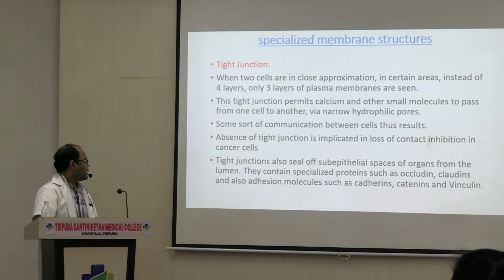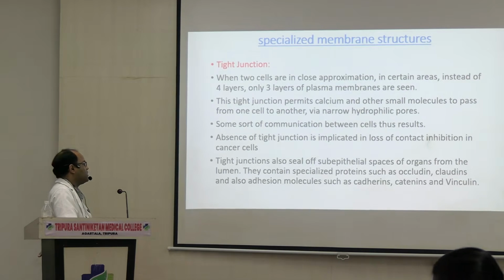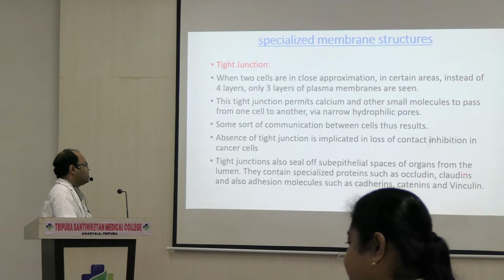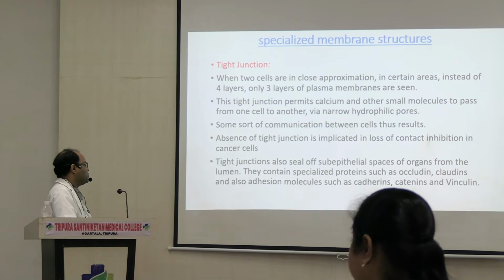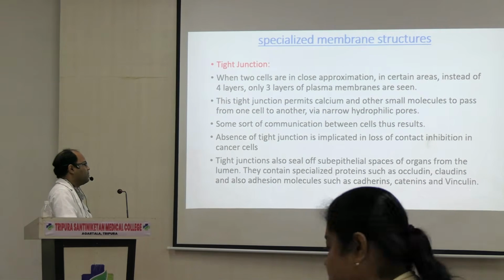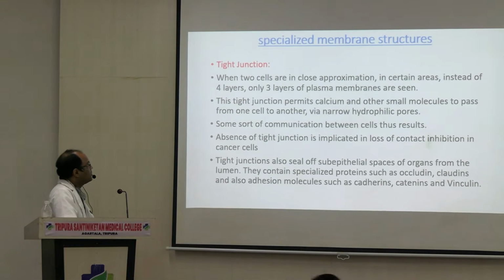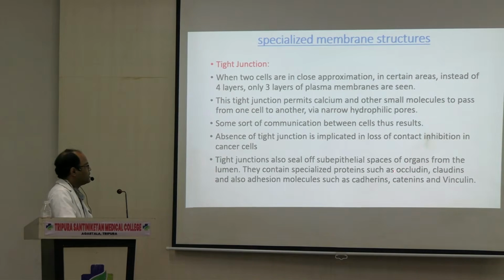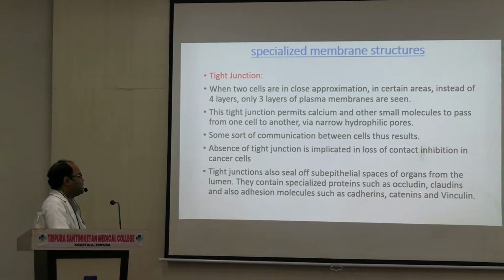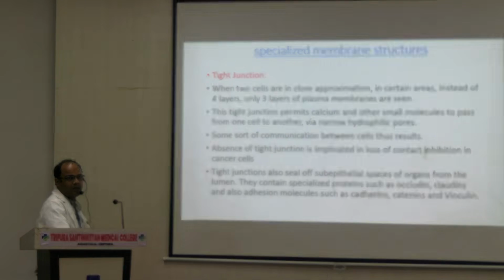Tight junctions also seal the subepithelial spaces of organs from the lumen. They contain specialized proteins such as occludin, claudins, and also adhesion molecules such as catenin and vinculin. So examples of tight junction proteins are occludin, claudin, catenin, and vinculin. These are some favorite topics for MCQ exam.